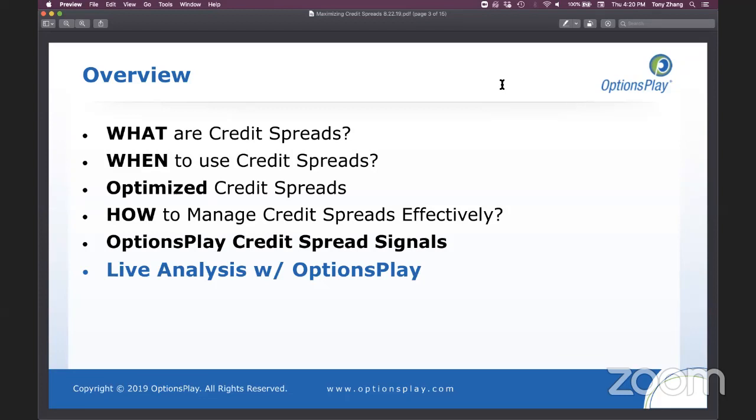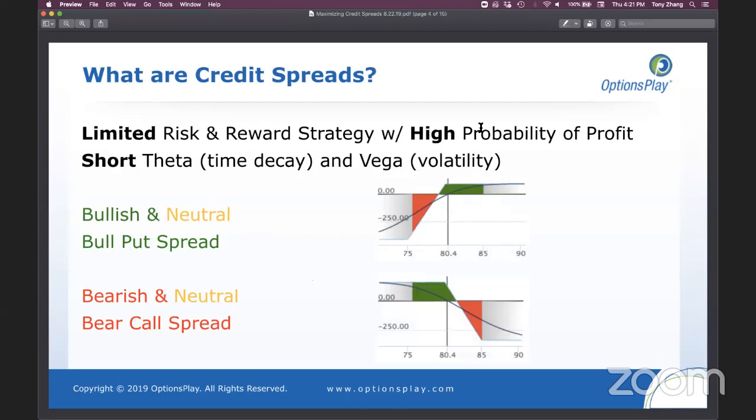I think it's important to put the two side by side so that you can see how they perform in different markets, and see why these two strategies are used in very different outlooks when you have different expectations of the market. So I'll go through some real examples to show you that. So let's go ahead and get started.